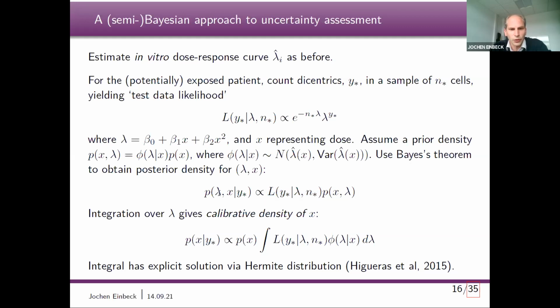Integrating over lambda, which we are not really interested in, gives what a Bayesian would call the posterior predictive distribution, and what in that paper was called the calibrative density of X. This is really the posterior distribution of the dose given our observed dicentric count. And also, in difference to the previous talk where you needed the Monte Carlo to solve that, here, in fact, this integral has an explicit solution. So not always is that computation needed.